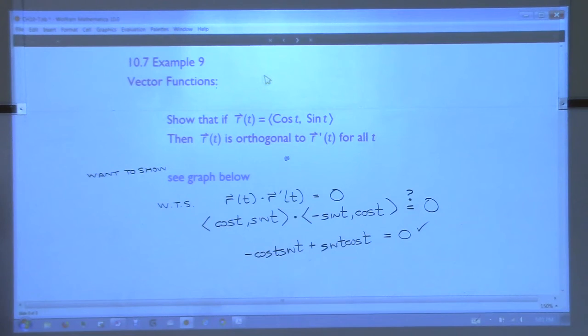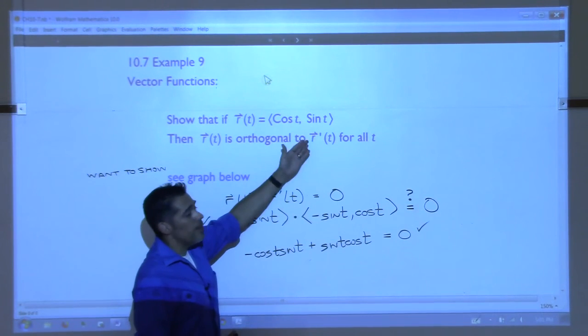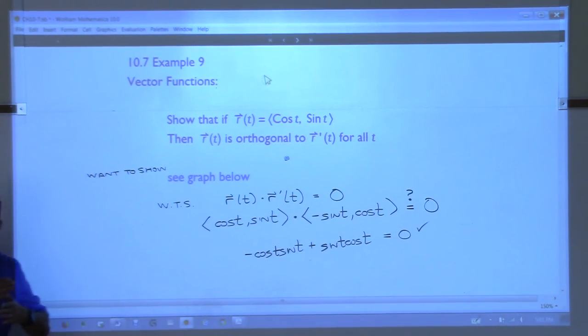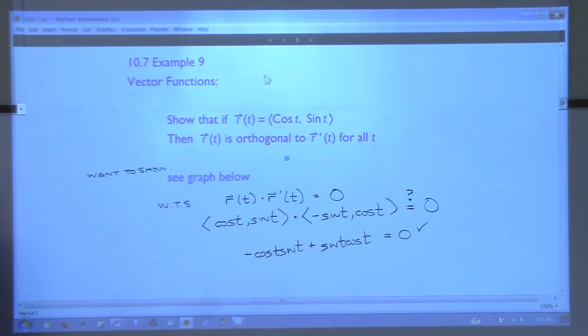Y'all agree? So if somebody hands you a vector function and asks you to verify whether or not it's always orthogonal to its derivative, all you have to do is check that the dot product is 0, right?